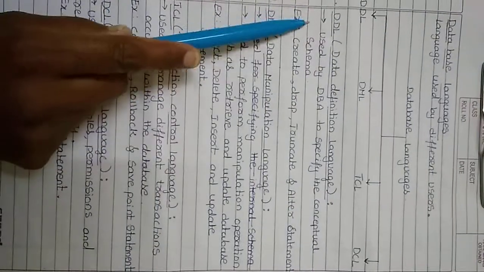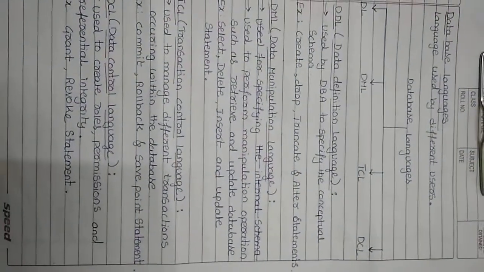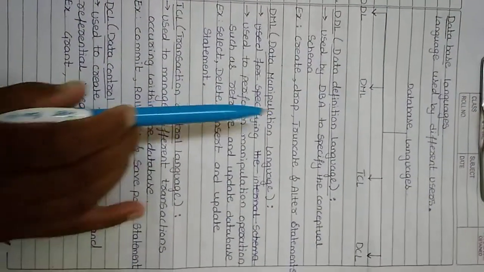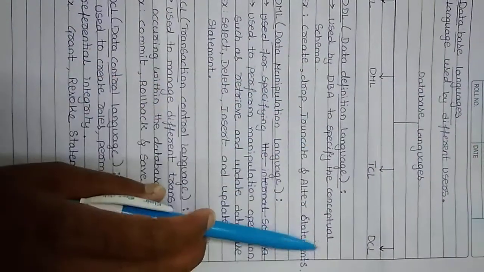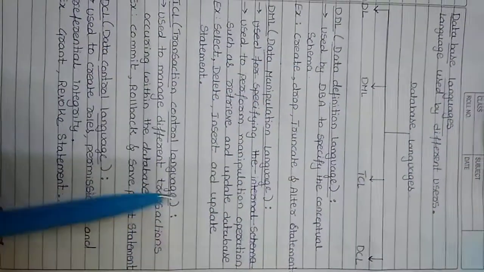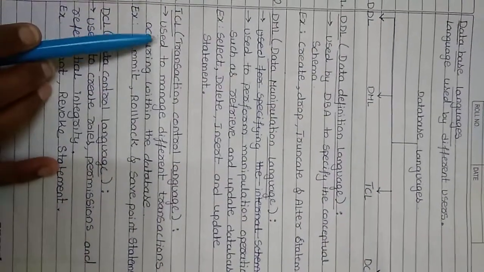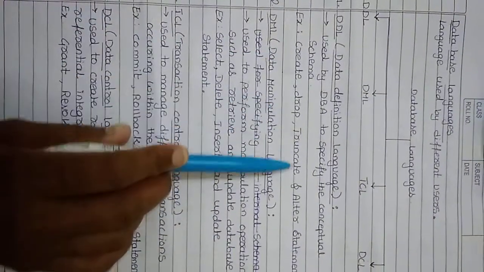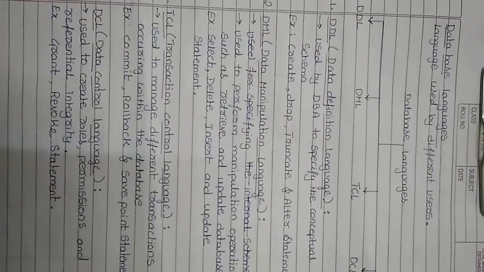First one is DDL or data definition language. As the name itself indicates, this type of language is used to define the database, and it is particularly used by the database administrator to specify the conceptual schema. That means it will specify the structure of the database. So in this one, we can have statements like create statement, drop statement, truncate statement, and alter statement. Let us see what the syntax of these statements is.